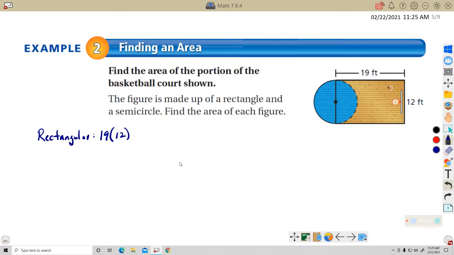So 19 times 12 is going to equal 228. Now we'll do the semicircle.